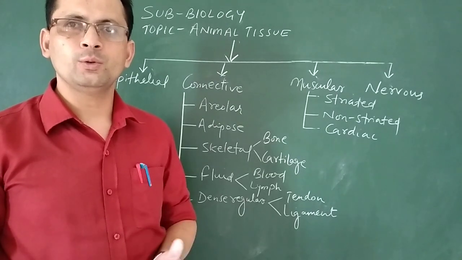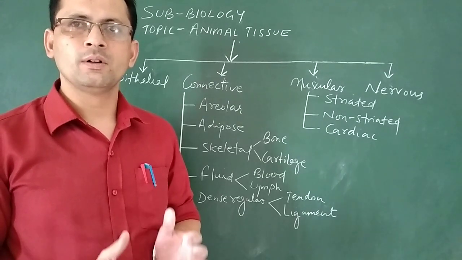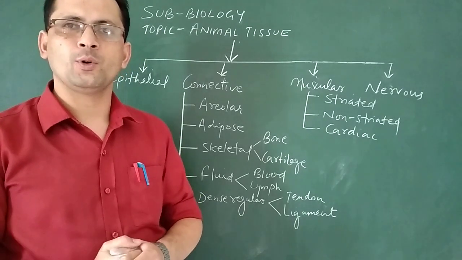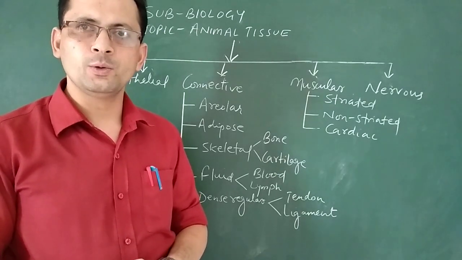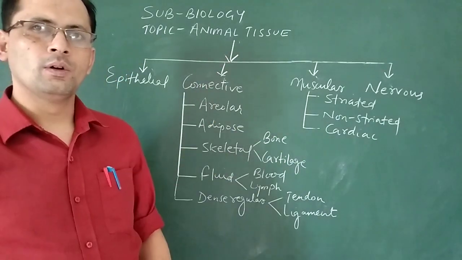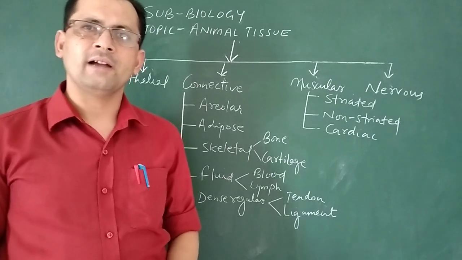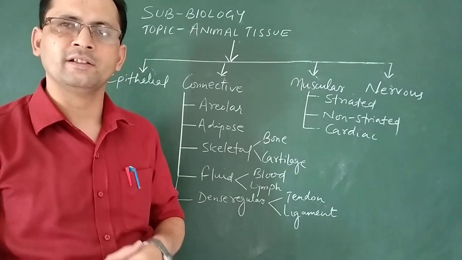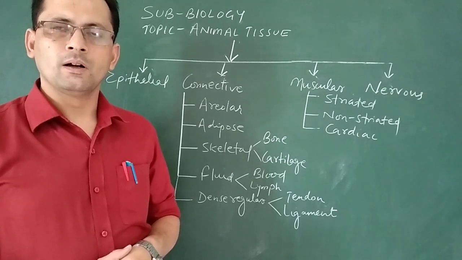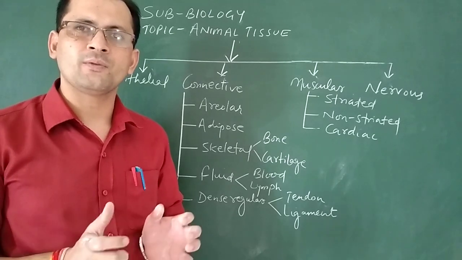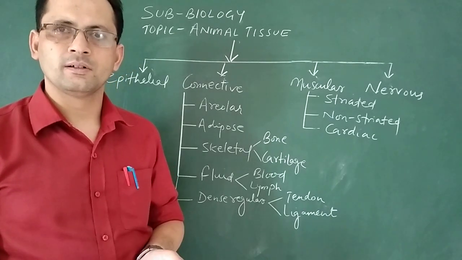Today we are going to discuss animal tissue. In the previous video I told you about plant tissue. Now today we will discuss animal tissue. Likewise, plants and animals also have different types of tissues in their body, and these tissues have the capability to perform specific functions.